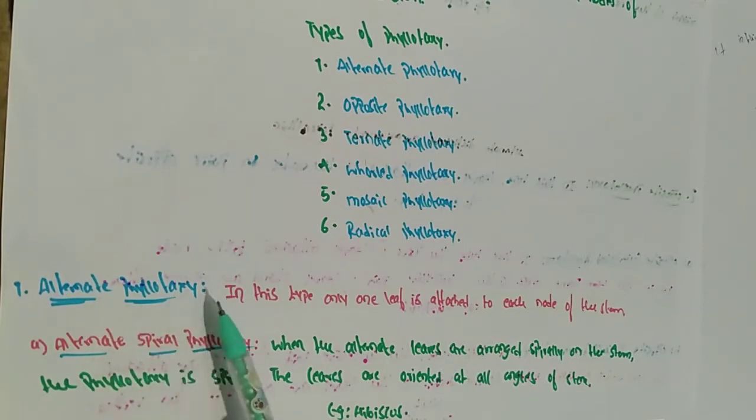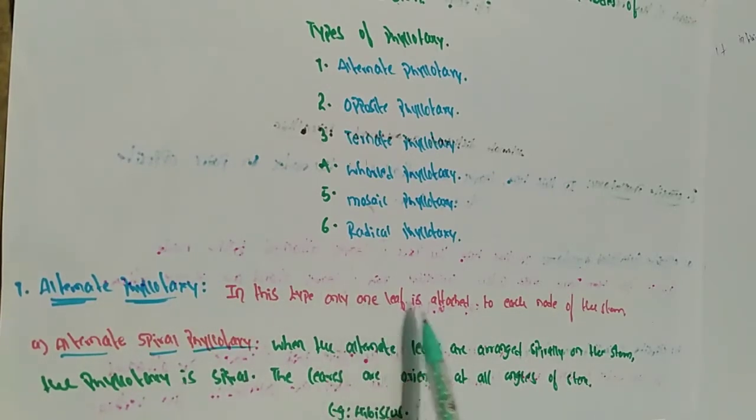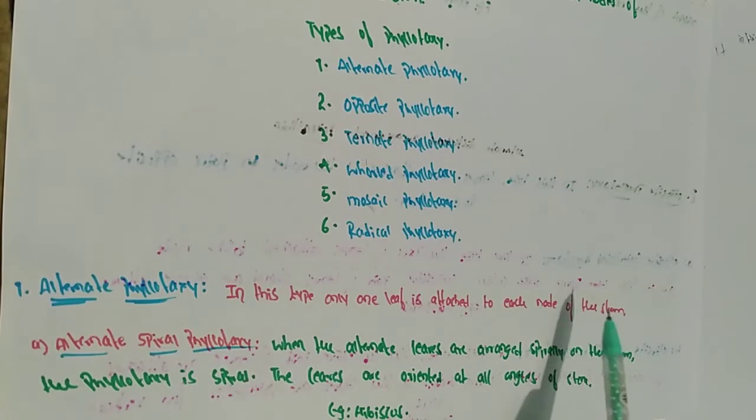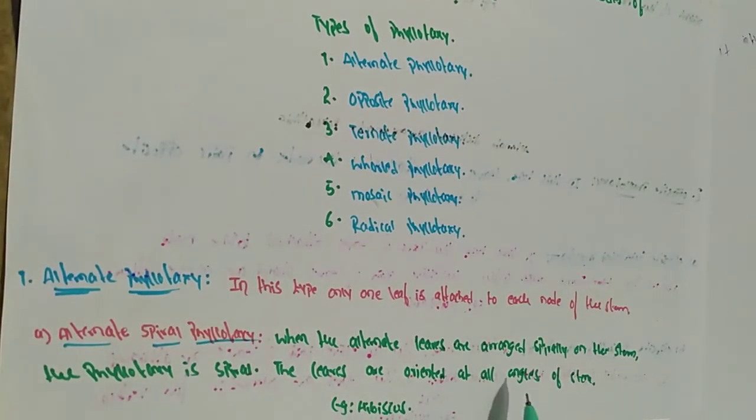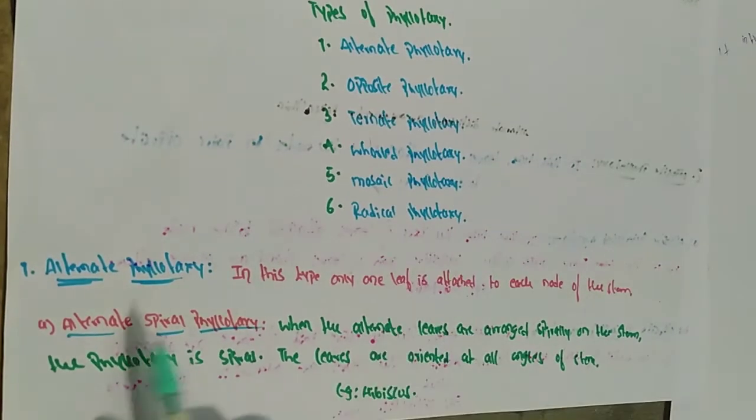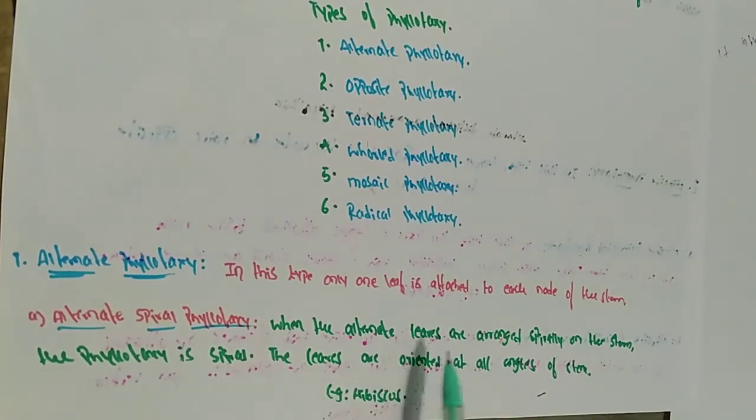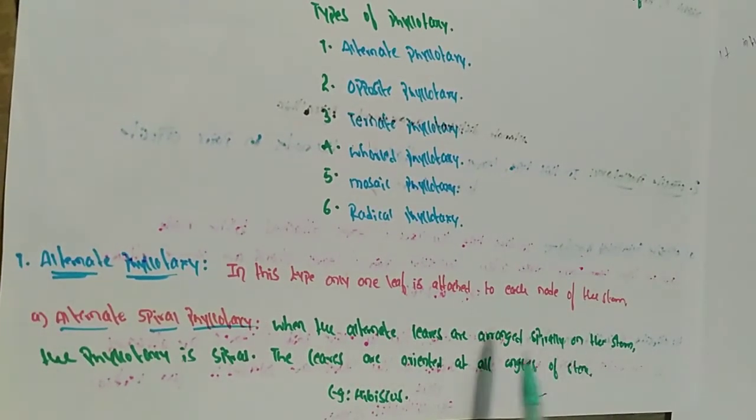First, alternate phyllotaxy. In this type, only one leaf is attached to each node of the stem. So here, at each node of the stem, only one leaf is attached. In this, there are 2 types. First one, alternate spiral phyllotaxy. When the alternate leaves are arranged spirally on the stem, then the phyllotaxy is spiral.